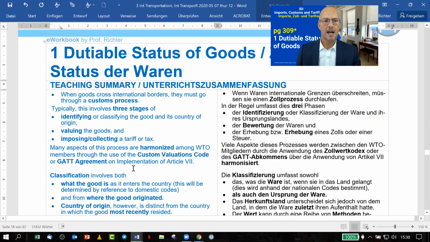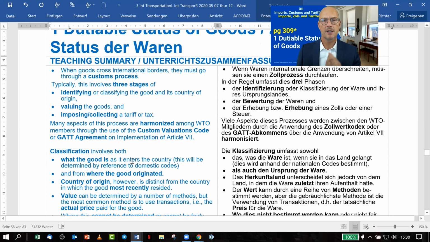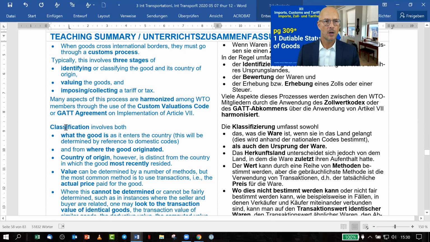All these aspects are harmonized these days among the WTO members, because we have some WTO conventions, and the most important WTO conventions are the Customs Valuation Code and the GATT agreement. And so international customs law has a very wide and very deep harmonization all over the world. Let's talk about the term classification.